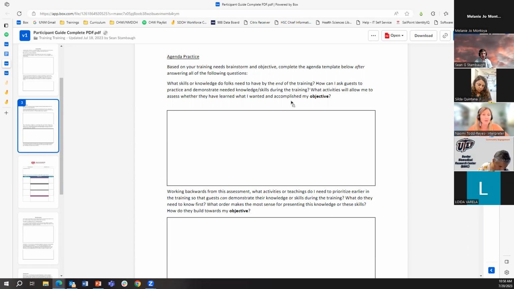And what activities will allow me to assess whether or not my audience has learned what I wanted them to learn? In other words, if I did a good job in my training, how do I know that? How are my guests showing me that? Are they sharing and speaking up and talking about things with new knowledge? Are they engaging in one of the activities that I have just trained about?